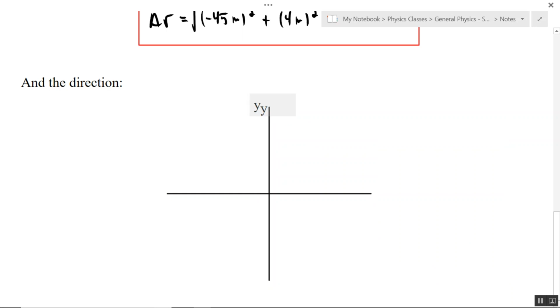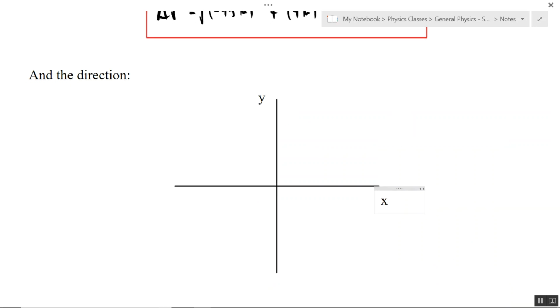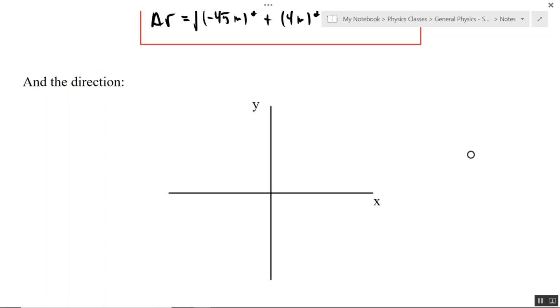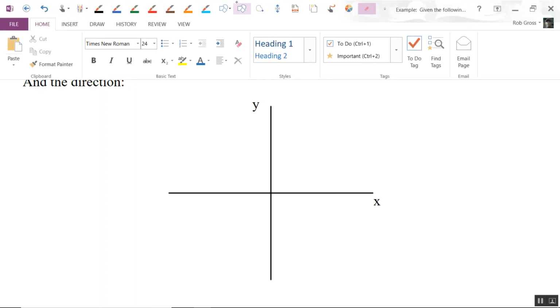Like I said, if you can figure it out in your head, you don't have to do it. But since you just started doing this stuff, I'm going to sketch it out. So what I mean by sketching it out: it's negative 45 meters, and the x part is negative 45, right? So you have to go 45 meters to the left, and the y part is plus 4 meters. So when you sketch it out, it looks like this.